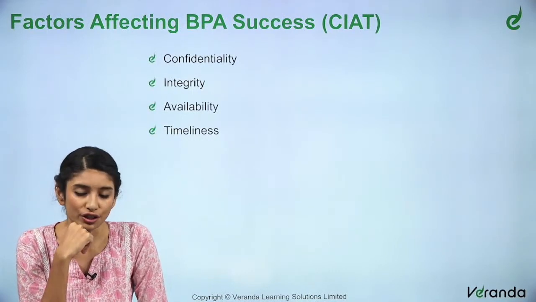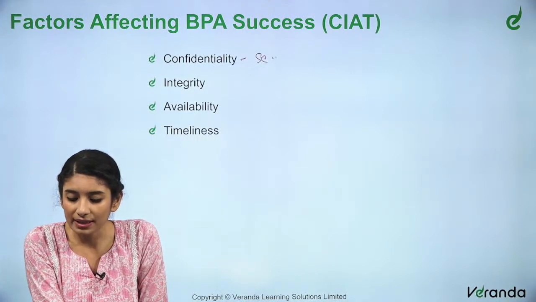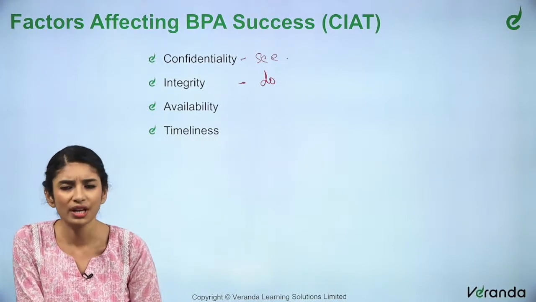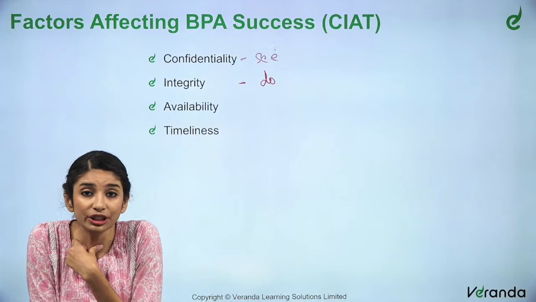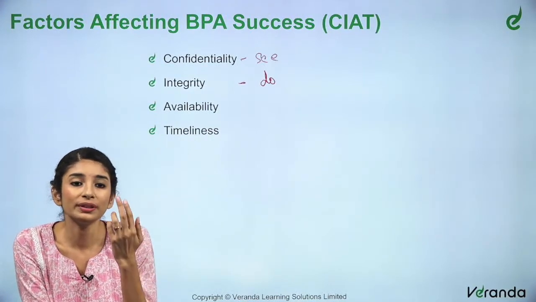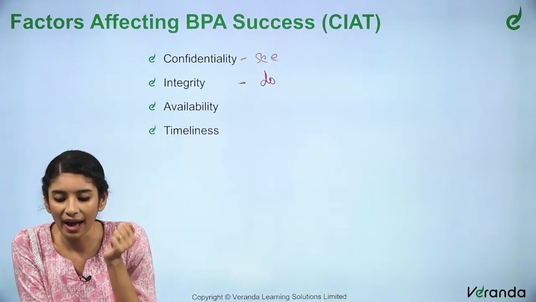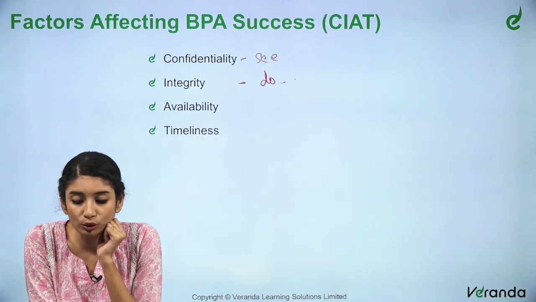Now tell me, what is confidentiality? Confidentiality means see and integrity means do. There's some confusion as to the difference between confidentiality and integrity when a student studies. So please note that confidentiality means no one should be able to see the data that they are not supposed to see. So no one is supposed to see data that they do not have access to. Integrity, no one is supposed to do, means no one is supposed to edit the data.